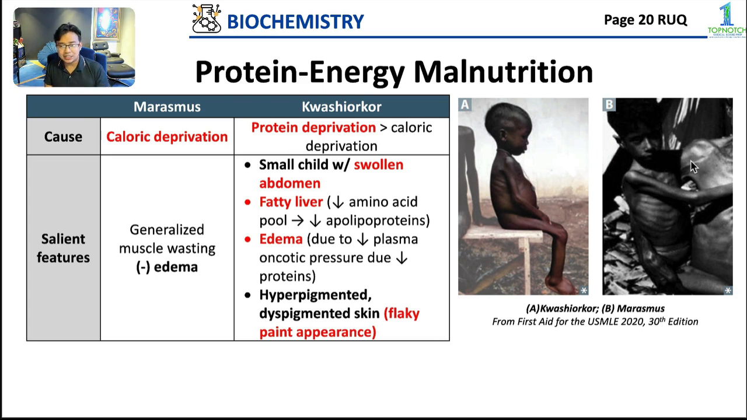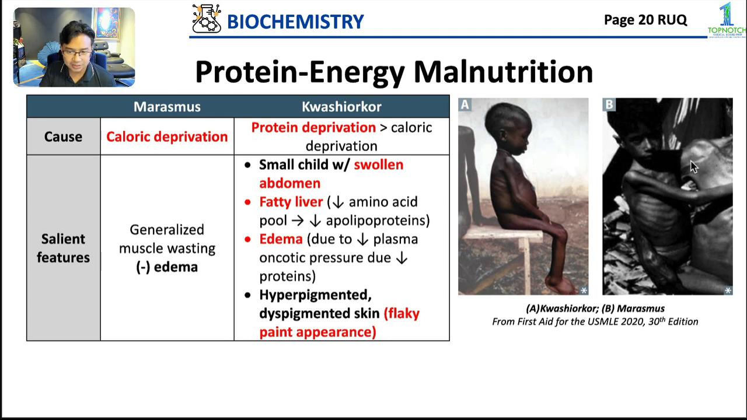And you have fatty liver kasi you have low apolipoproteins, the proteins that transfer lipid molecules from the liver to other sides of the body. Dahil bawas din ang iyong apolipoproteins, nagsistay ang iyong lipid sa iyong liver. Therefore, you will have fatty liver disease. And of course, since you have poor nutrition in general, you have poor protein, you will have poor keratinization of the skin leading to a flaky paint appearance.